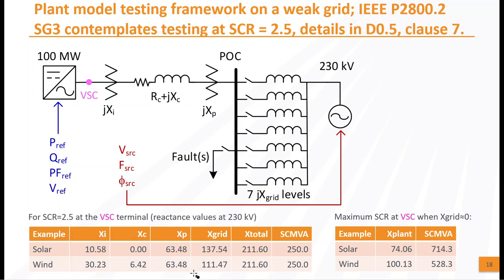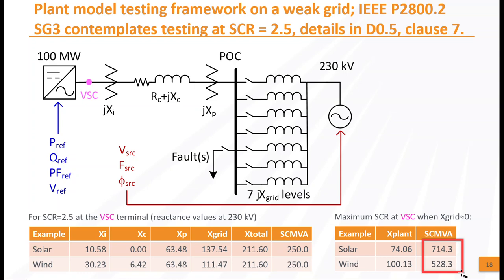If we want a short circuit ratio of 2.5, that is 250 MVA, then we want to see on a 230 kV base 211.6 ohms. Inside the plant, we already have 74 ohms to 100 ohms. And that means that at the inverter terminals, if we had a very strong grid, the highest short circuit MVA and the highest short circuit ratios we could get are about 7 in the case of the solar plant and about 5 in the case of the wind plant.